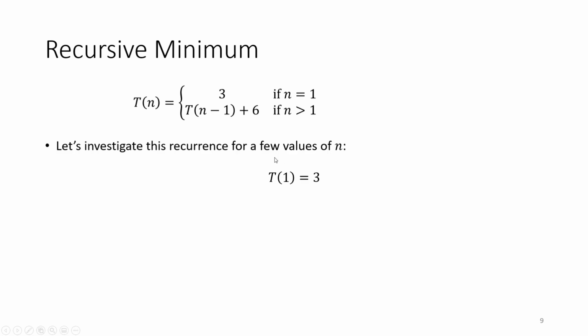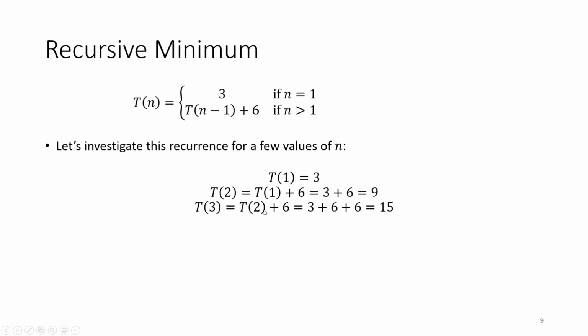So t of 1 is 3, so t of 1 plus 6 must be 9. So that's got the step here. So t of 2, using the recursive definition, is t of 1 plus 6, 3 plus 6 is 9. Okay, well then what would t of 3 be? Well, t of 3 then would be t of 2 plus 6.